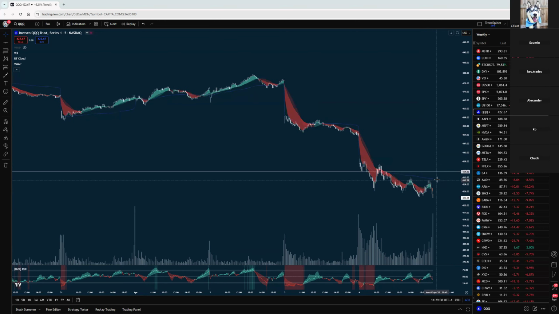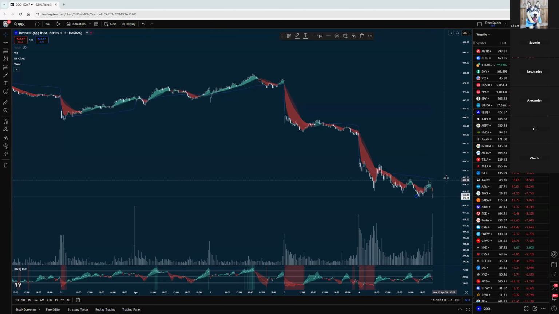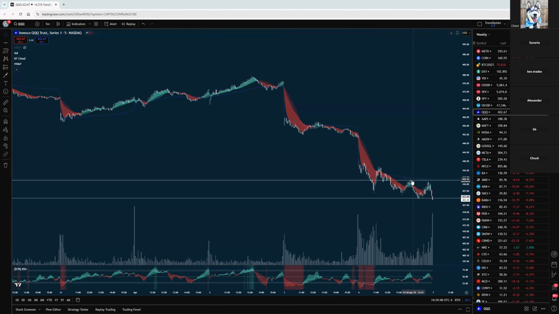But it's always the levels. If we're down here, I'm going to target that 431. So if we enter down here at around 423, what level do I have upside? Just that previous resistance, so I'm going to target 431.